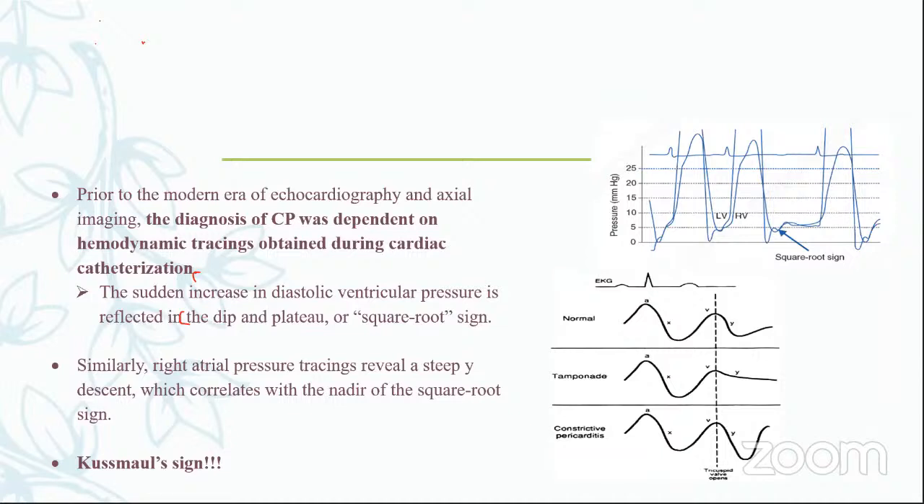There is also what is called the Kussmaul sign, which is distension of the neck veins during inspiration in patients with constrictive pericarditis, due to the high pressure of pericardial constriction, which prevents the right atrium from accepting more inspiratory acceleration of blood from the central veins.